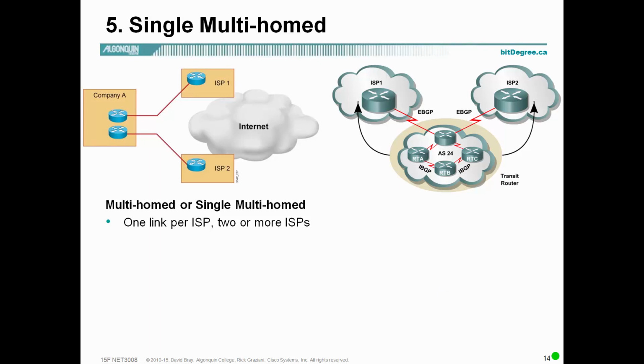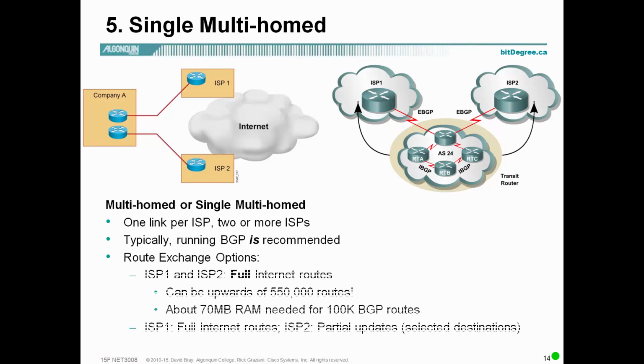So now the next example is where we've got multi-homing but using a single link. And you've got one link per provider, and now we're multi-homed, so we have two or more providers. Now, as soon as you have multiple providers like this, then typically you will be running BGP. And so in terms of exchanging routes, you have the option of exchanging full internet routes with each provider, and that would be upwards of over 500,000 routes.